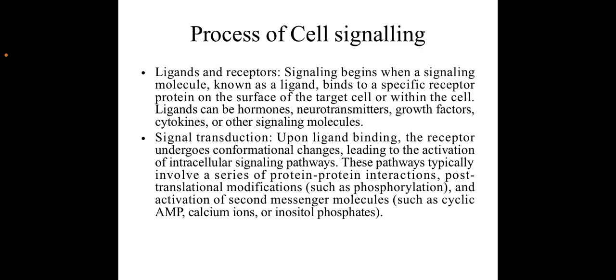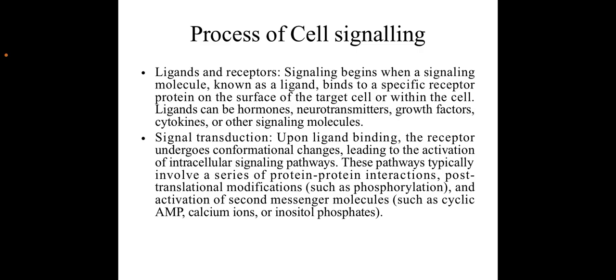If we talk about the process of cell signaling, ligands and receptors. Signaling begins when a signaling molecule, that signaling molecule is also known as a ligand, binds to a specific receptor protein on the surface of the target cell or within the cell. Ligands can be hormones, neurotransmitters, growth factors, cytokines, or other signaling molecules.